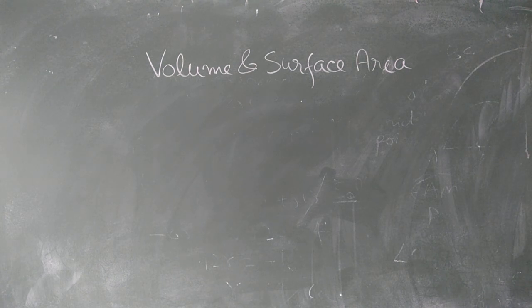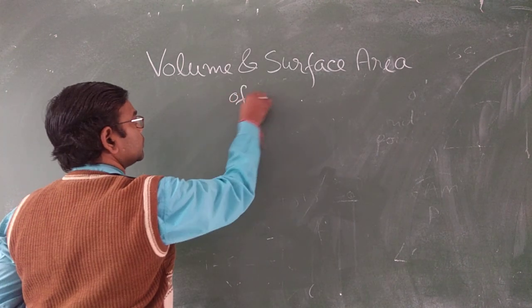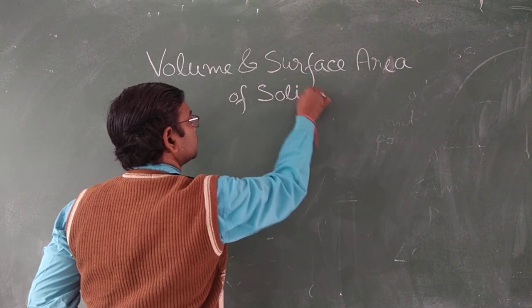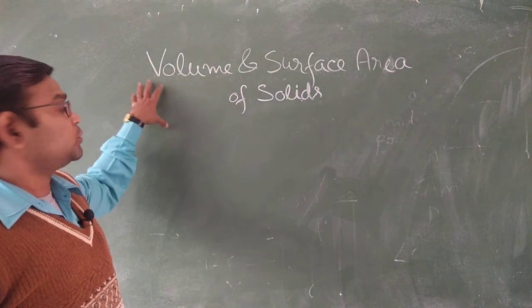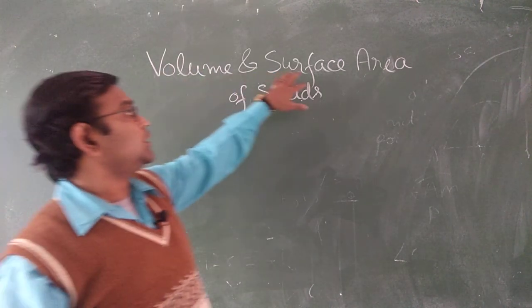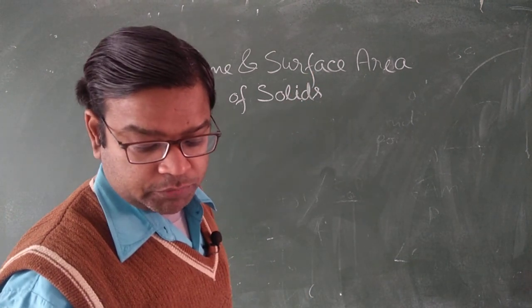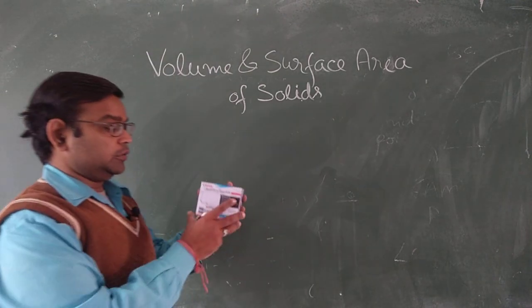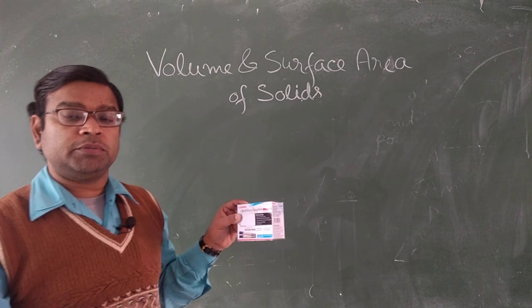Okay, now let's start. What is the volume and surface area of solids? The volume means the space occupied by the solid is known as the volume. For example, if we see this chalk box, this is a solid, so the space occupied by this solid is known as the volume of the solid.